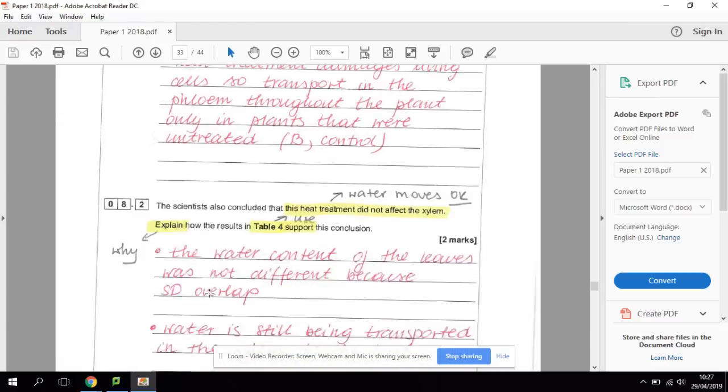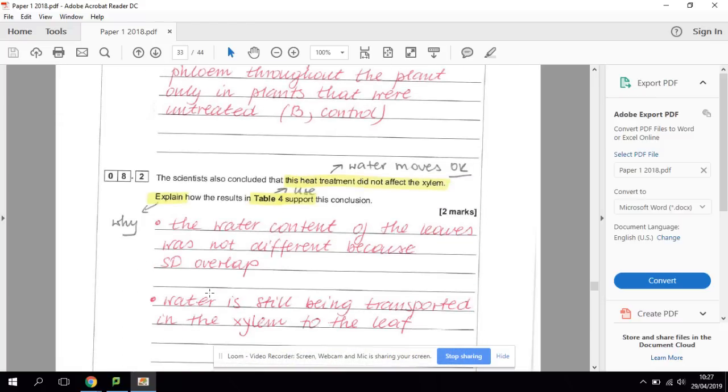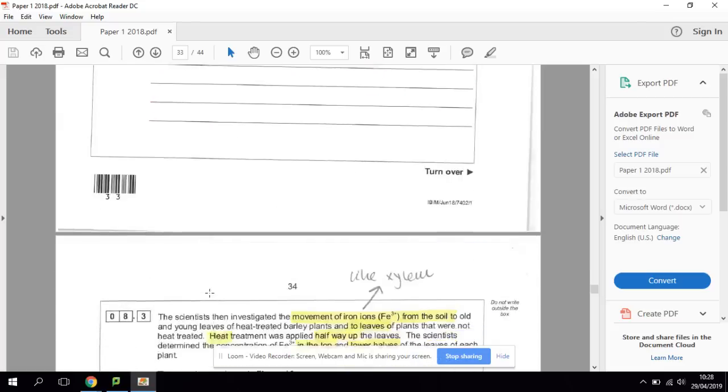And then they concluded another statement here, that this heat treatment did not affect the xylem. In other words, that means the water should be moving fine, and explain the results of that using table 4. So have a look at table 4 again, and the water content of the leaves was not different because the standard deviations overlap. So that's why I've said you must always use the standard deviation, and the water is still being transported in the xylem to the leaf. Okay, so that's using only table 4. That's how we can explain our results.